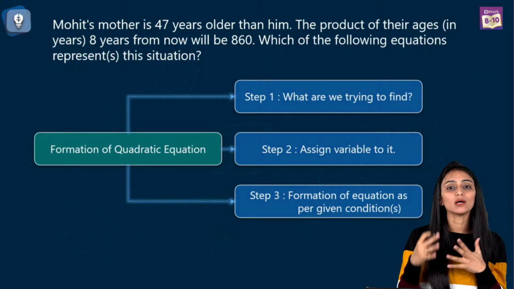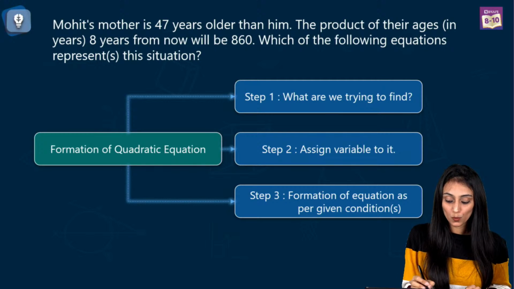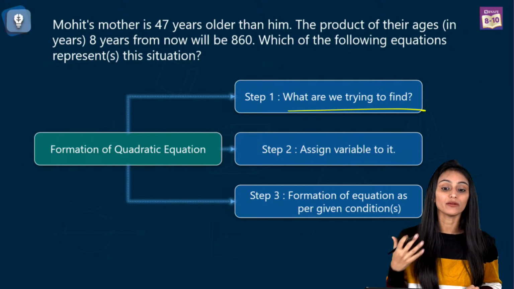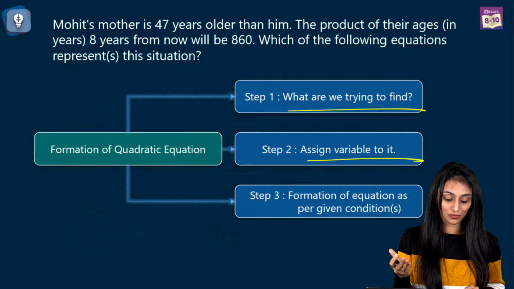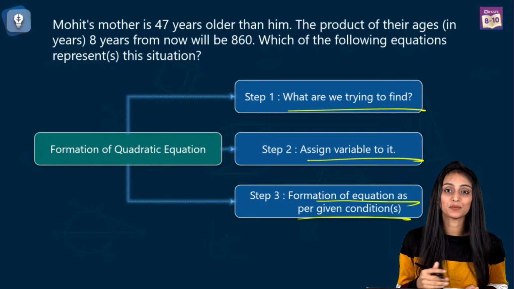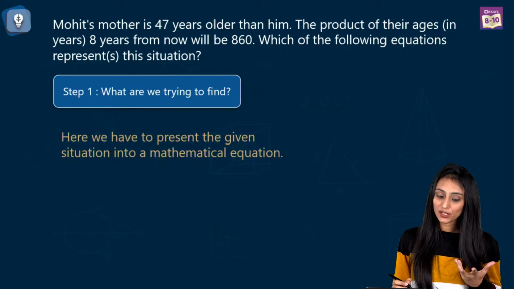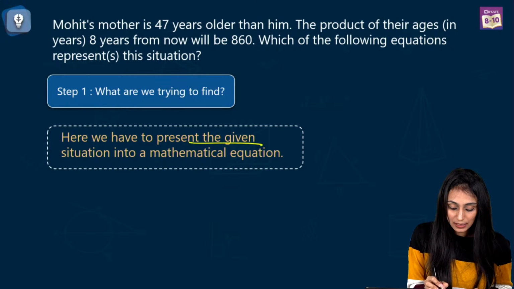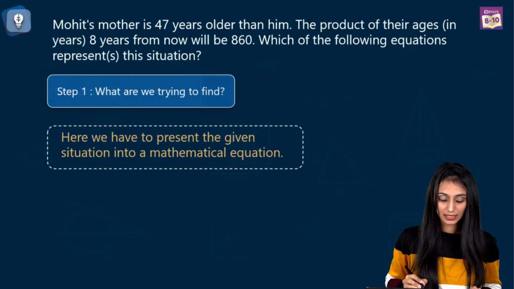So when we come across a word problem, what is the first thing we should do? First, we should try out what we are finding here, right? Next, we need to assign the variable to it because we have to form a quadratic equation over here, right? And then formation of the equation as per the given conditions, as per the given information. So what are we trying to find here? We have to represent the given situation as a mathematical equation. This is what the question is asking, right?